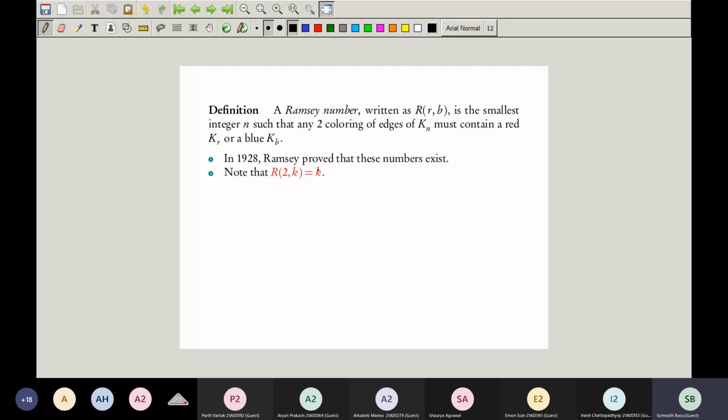Sir, is there any special name for a Ramsey number in which K_R and K_B exist in K_n?